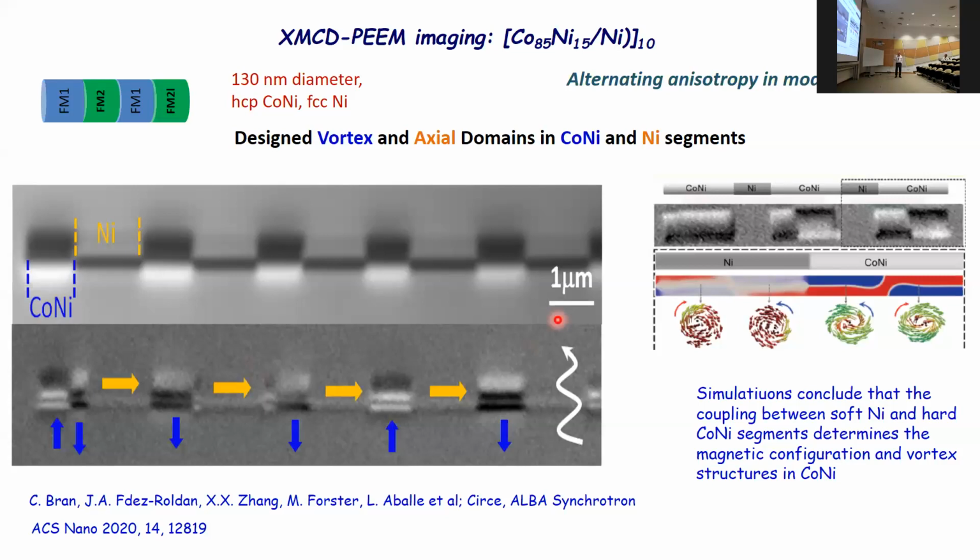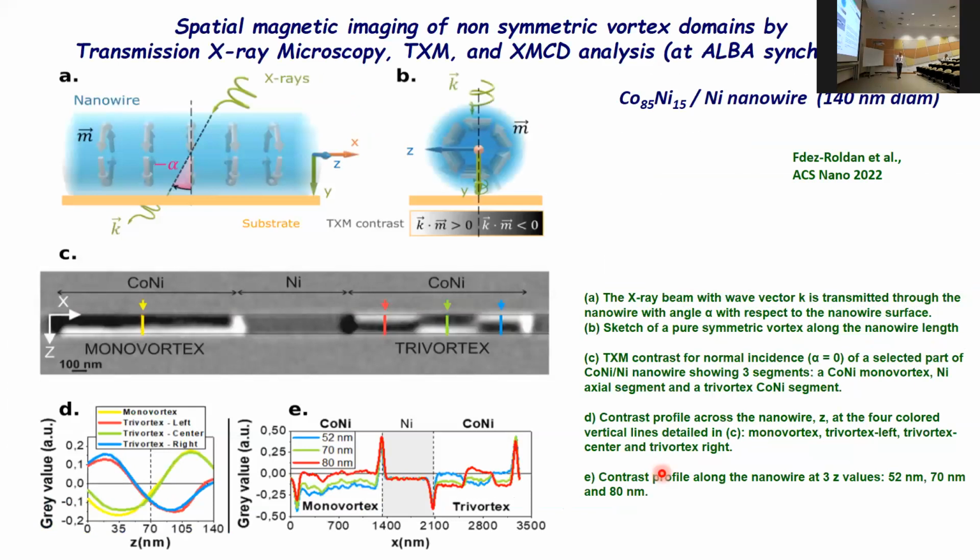Well, we have done also some micromagnetic simulations, and we see that the direction of the magnetization in each nickel segment is very important, because it determines the direction of the core magnetization, the next vortex of the cobalt nickel. Well, even more, in this type of nanowires, multi-segmented nanowires, cobalt 85, nickel 15, nickel.